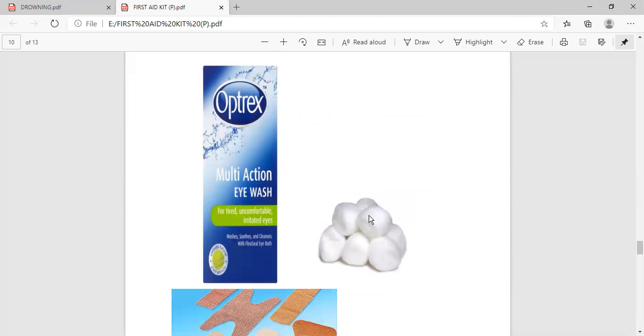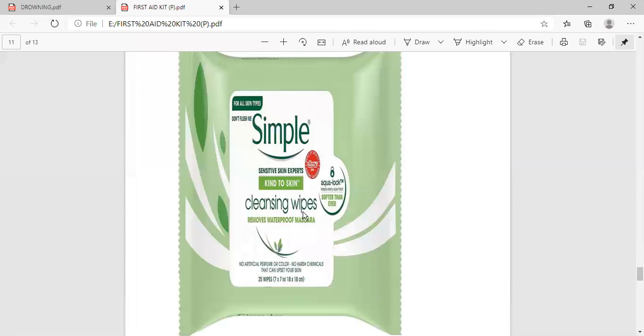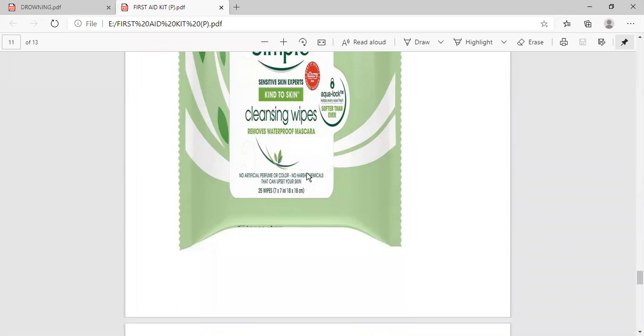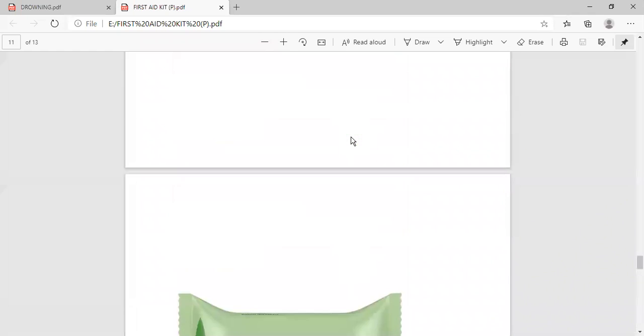Next is your eye wash. These are cotton balls. This is your alcohol free cleansing wipes, which I told you about. These are safety pins. So all these things need to be present.